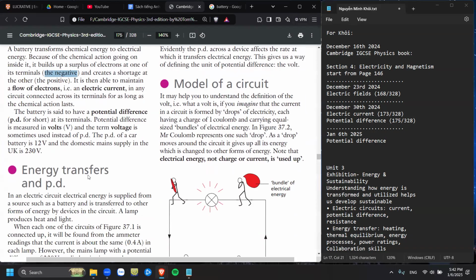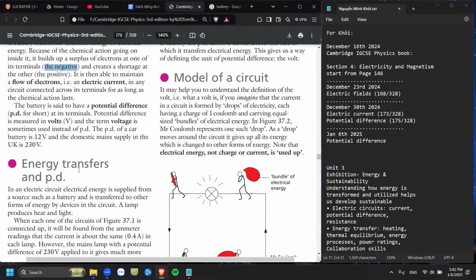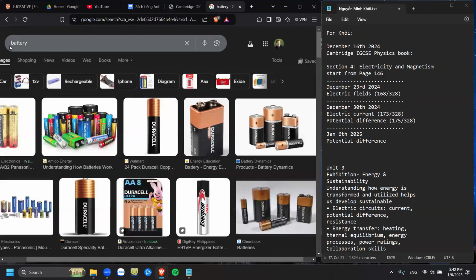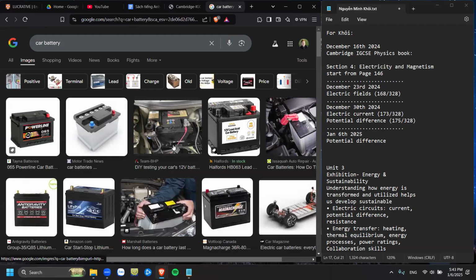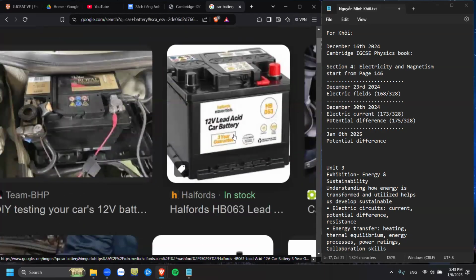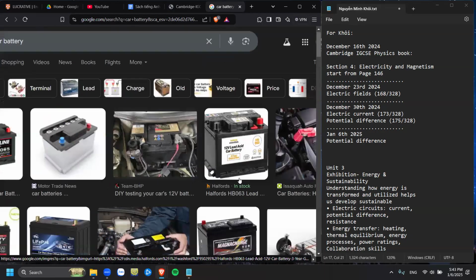Anyway, the battery is said to have a potential difference, or PD, at its terminals. Potential difference is measured in volts, and the term voltage is sometimes used instead of PD. Let's say the potential difference of a car battery is 12 volts. You can find it in the car, and it's often a 12-volt battery. That's the battery for cars, okay?